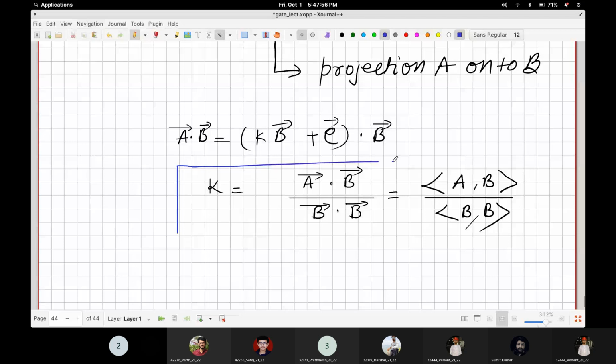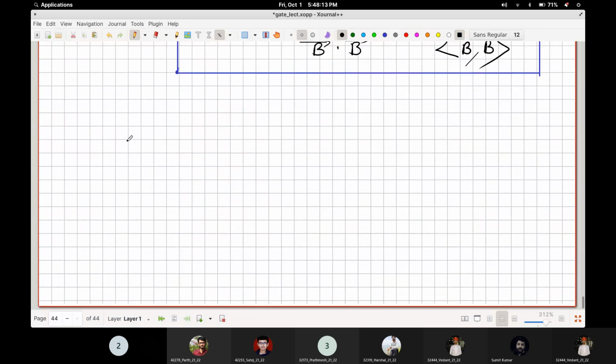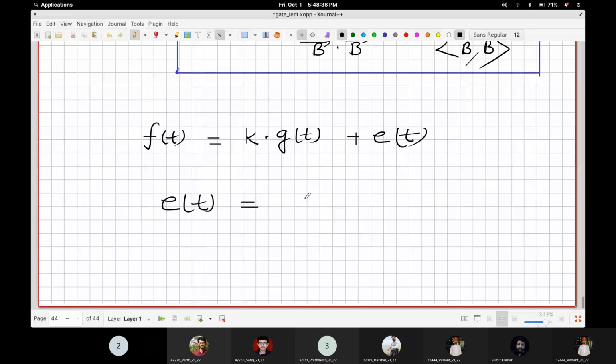Now, can we do the same thing with the functions? And if we are able to do that, that is going to help us in a lot of ways. Okay, so let's say that I have a function f of t, and I want to represent this function in terms of some other function. Let me call that g(t). So k times g(t), and then there will be this error. So let me call this e(t). Okay. So here error of approximation e(t) is equal to what? f(t) minus k g(t), isn't it?